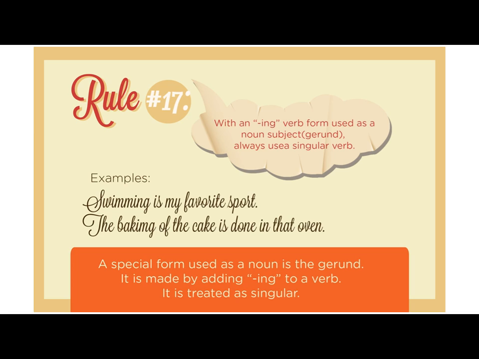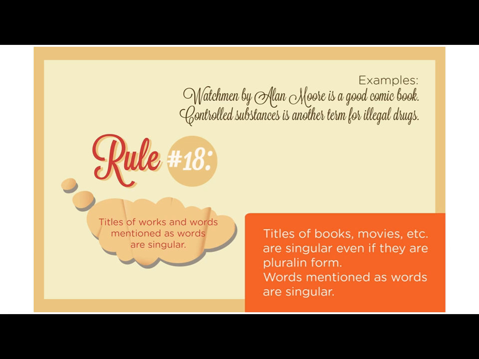And then the second sentence, baking of the cake. It is also taken as a subject noun. So, we are using singular verb is here. A special form used as a noun is the gerund. It is made by adding ing to a verb. It is treated as a singular. Next rule.